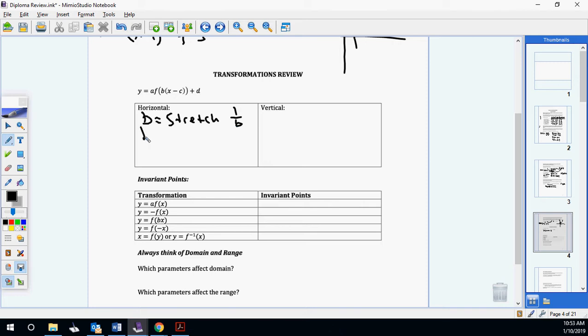What does it mean when B is less than 0? Reflect on the y. Good. And then the last piece of horizontal we know is the C. Move opposite of what you see. And that's left and right.